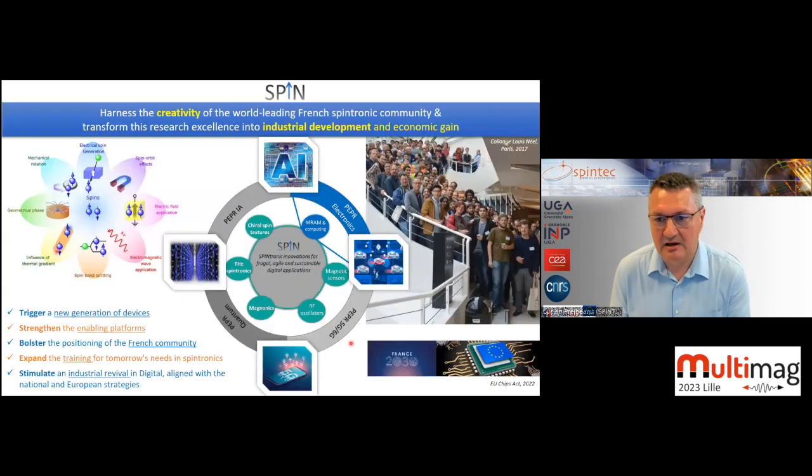So just to summarize this part on the SPIN presentation: the SPIN project, in the context of some existing challenges in which, at the societal level, spintronics can bring some added value, targets to harness the creativity of the world-leading French spintronic community and transform this research excellence into industrial development and economic gain through several main objectives: trigger a new generation of devices, strengthen the enabling platforms, bolster the positioning of the French community, expand the training for tomorrow's needs in spintronics, and stimulate industrial revival in digital, aligned with the national and European strategies.